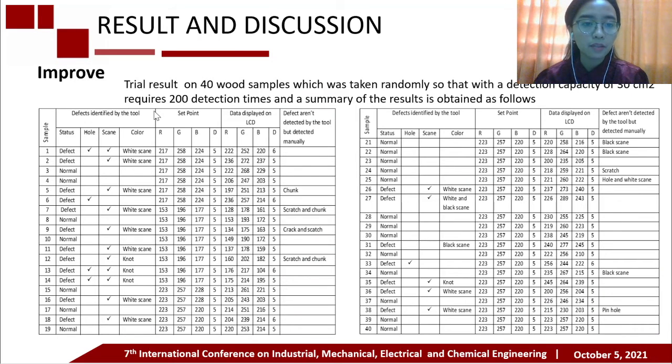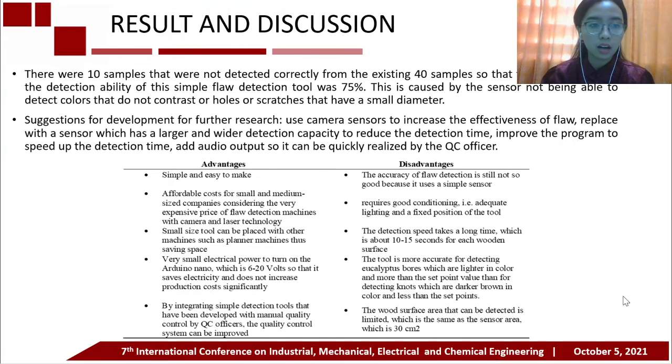Improve, and then the trial result of 40 wood samples, which were taken randomly. You can see the result for the samples, and we can see 10 samples were not detected correctly. So the effectiveness of detection is 75%. This is caused by the sensor not being able to detect colors that are not constant, or holes or scratches that have a small diameter.